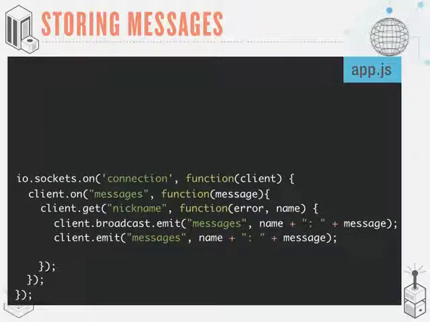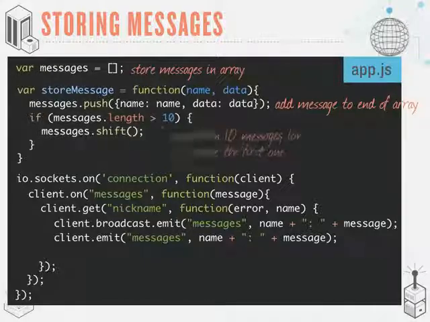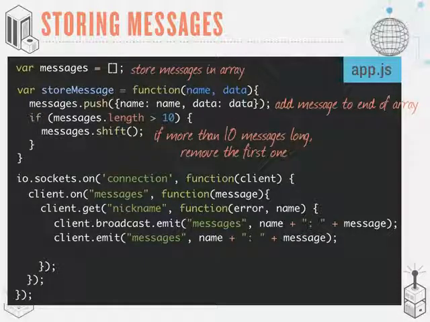What we might do to store the messages is create a messages array on the server side where we're going to put all the messages. Then we'll create a store messages function. This function takes the name of the person who sent the message and what they sent, and then we'll simply push onto the messages array an object with the name and the data, which is the message. Then if our messages is greater than 10 in length, we'll go ahead and shift the first one off, so there will only ever be 10 previous messages.